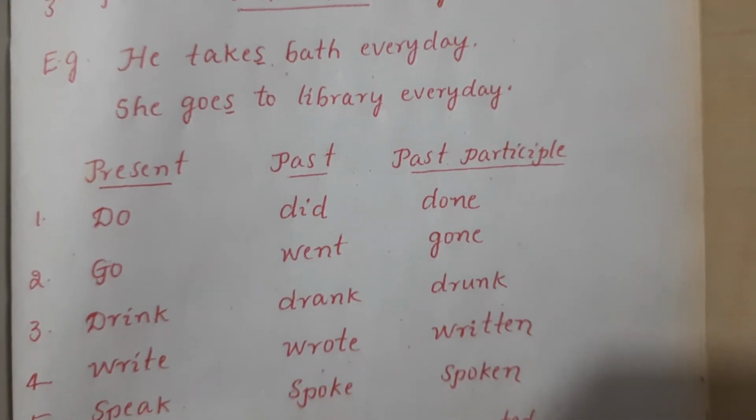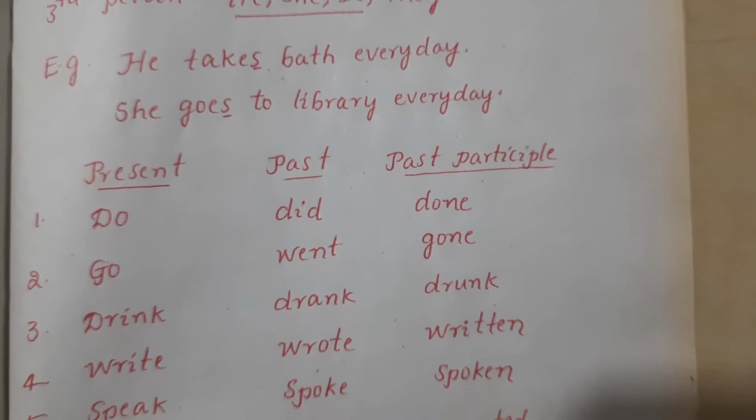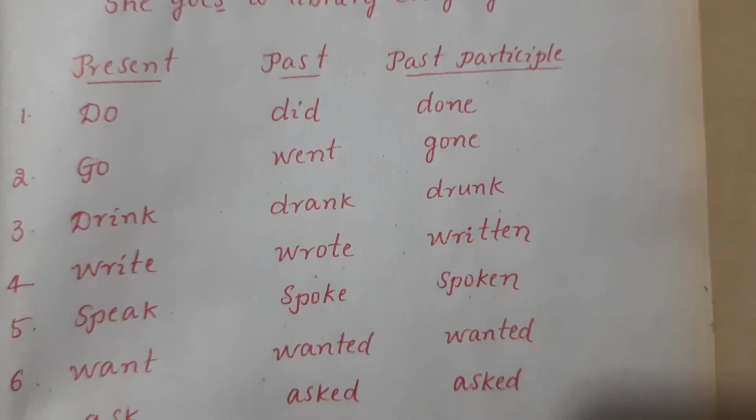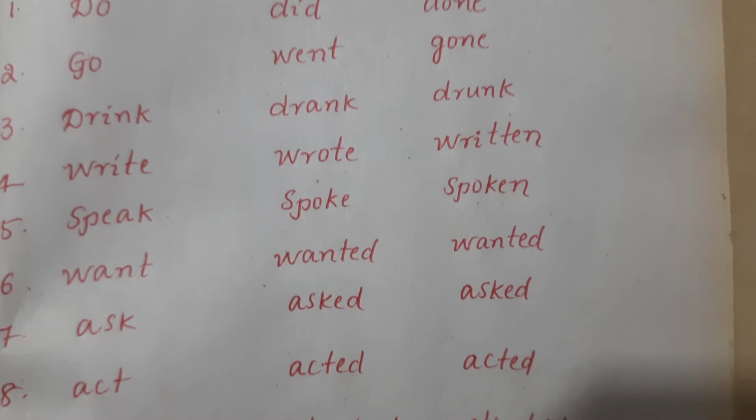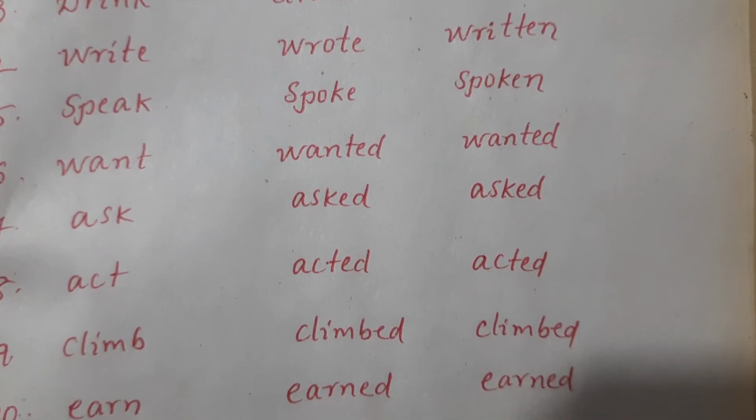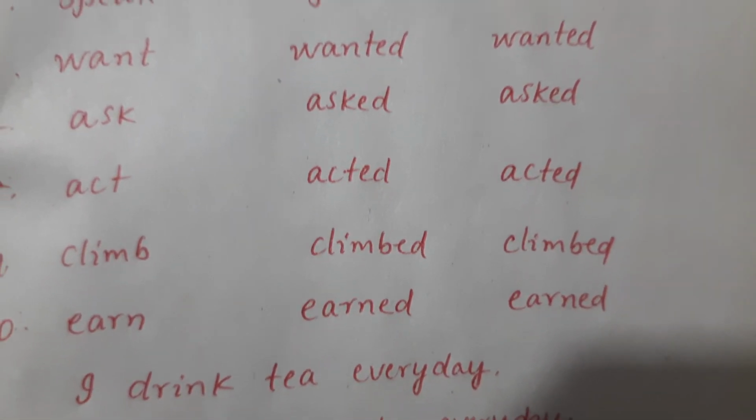The subject is third person singular. For example, he. He does. He goes. He drinks. He writes. He speaks. He wants. He asks. He acts. He climbs. He earns.